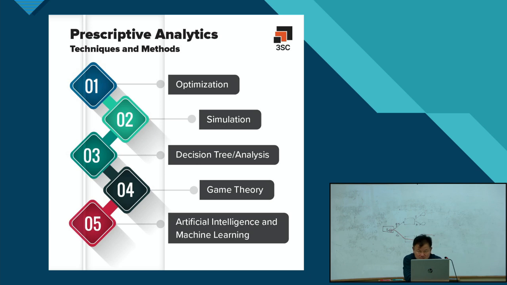Game theory is a more difficult area for this level. And the fifth step is AI, artificial intelligence, as you know, and machine learning, which is of higher quality and higher technique. We need that. This is for prescriptive analysis techniques.